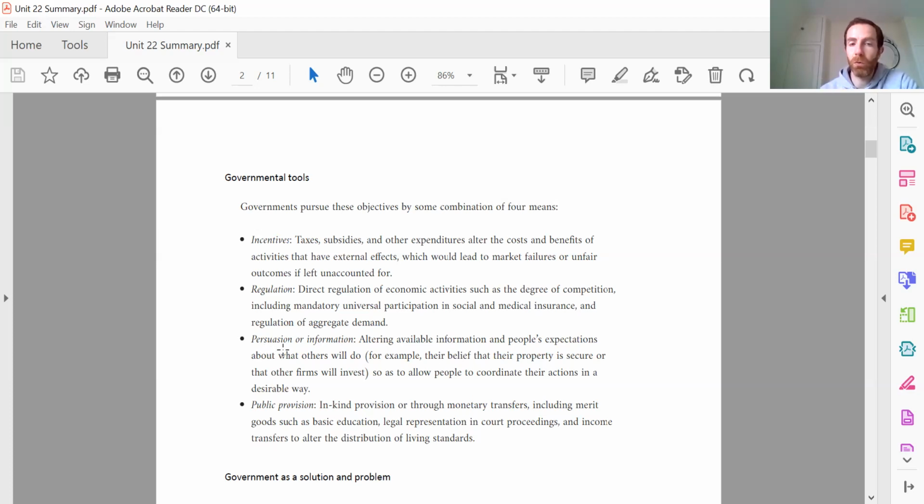Then we've got persuasion or information. So again, that's just kind of providing information. You'll see this on government websites, government advertising campaigns. Think about smoking, brilliant example there.